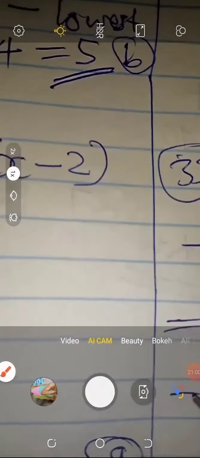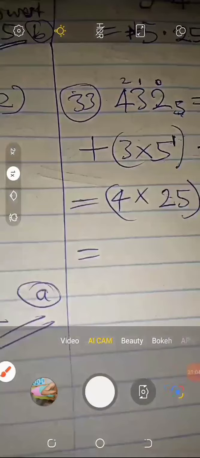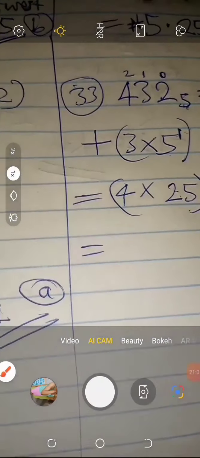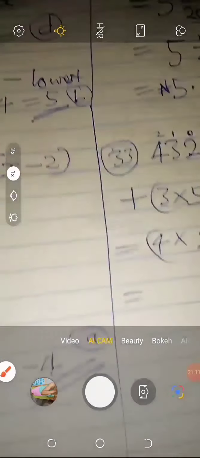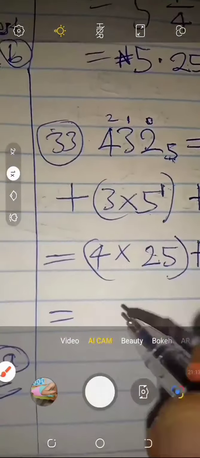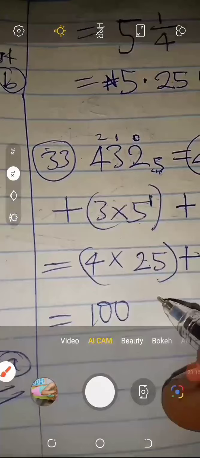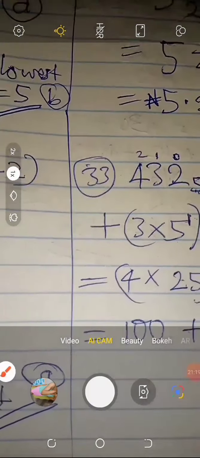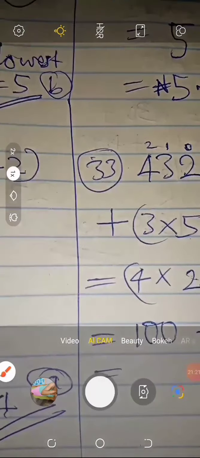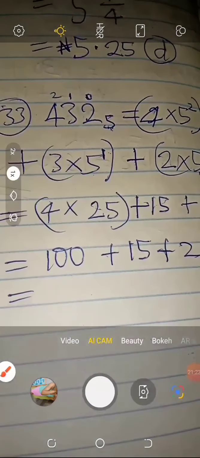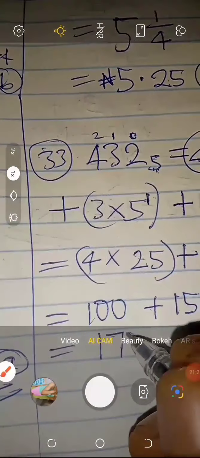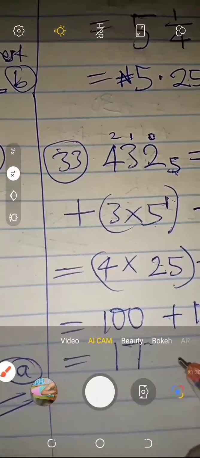Now 4 times 25 gives us 100, because 25 times 2 is 50, and adding them together gives 100. So we have 100 plus 15 plus 2. Let's add everything together: 100 plus 15 is 115, and 115 plus 2 is 117.